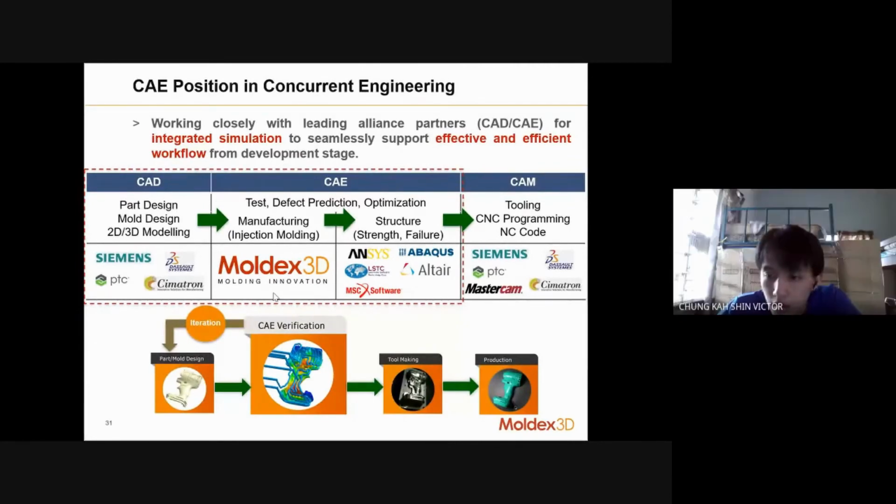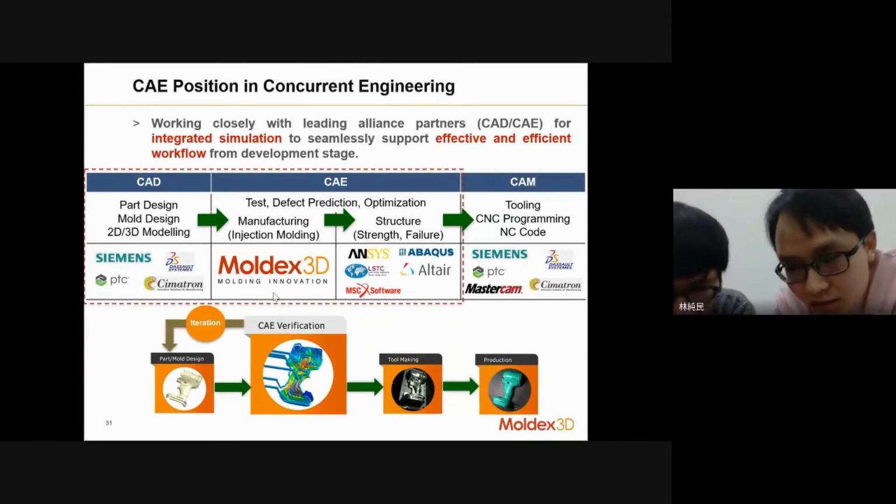All right. Mr. Ong asks, using simulation software to help predict defects is great. However, different plastics from different manufacturers have different properties. How can the simulation software predict the defects accurately?